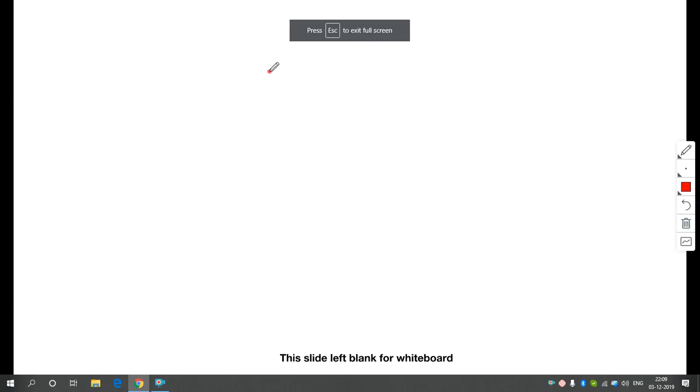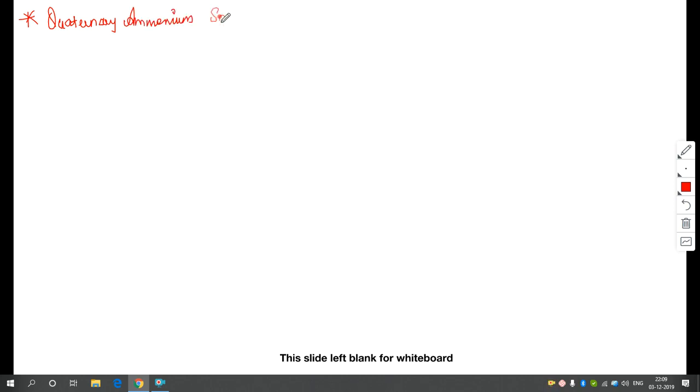Okay, so we saw a few uses and properties of amines, right? But we have not seen uses of quaternary ammonium salt. So we'll see that. I think it was like a bactericide, wasn't it? Bactericide, so like the removal of bacteria. Okay, so we'll see that.